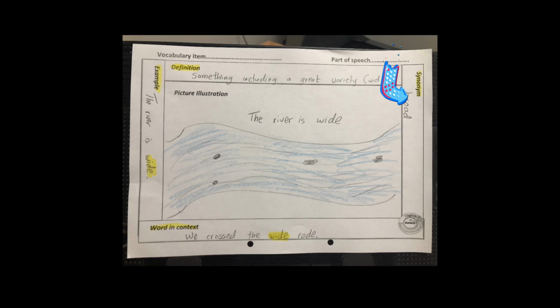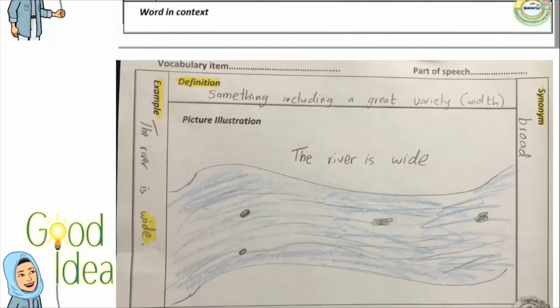They add a synonym for the word. Then they write the word in context. Then they draw a picture illustration of the new word that they have been introduced to.